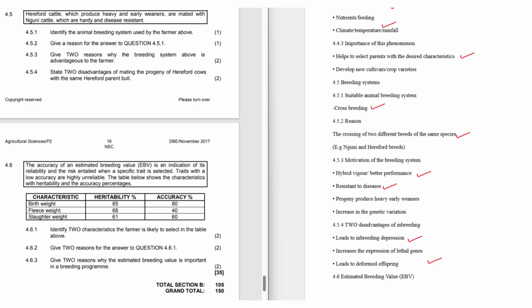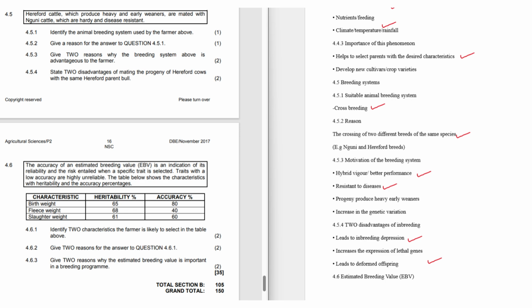We can also have increased genetic variation in the herd. This crossbreeding will make our herd have different kinds of breeds, so this increases the genetic variation of the herd. You can't have uniformity in the herd.